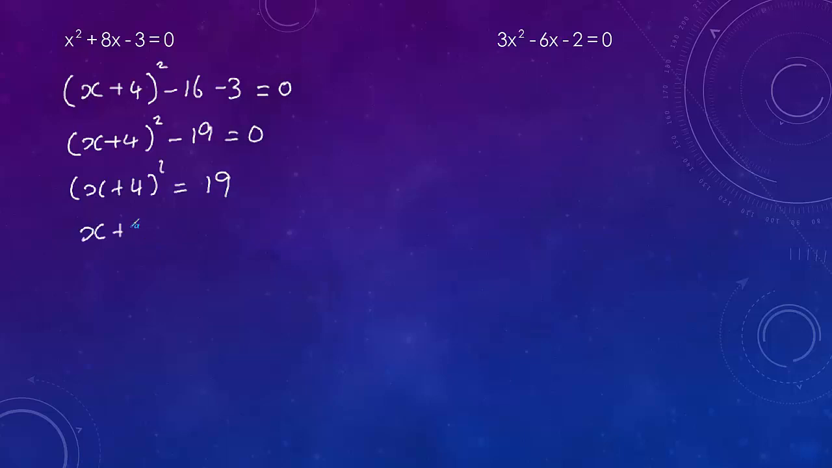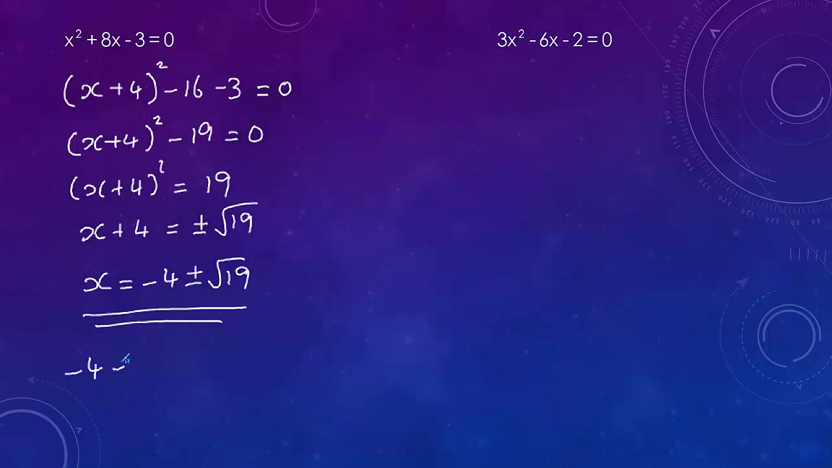Square root, x plus 4 is going to be plus or minus the square root of 19, and then subtract 4 from both sides. So we have negative 4 plus or minus the square root of 19. So those are our two solutions. Negative 4 add root 19, and negative 4 take away root 19.